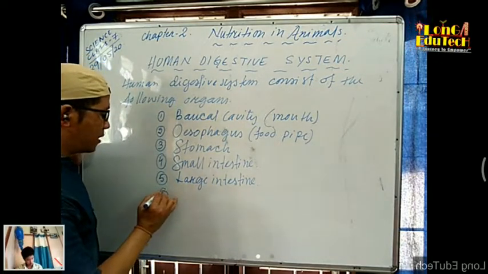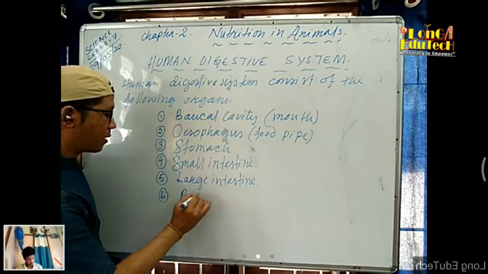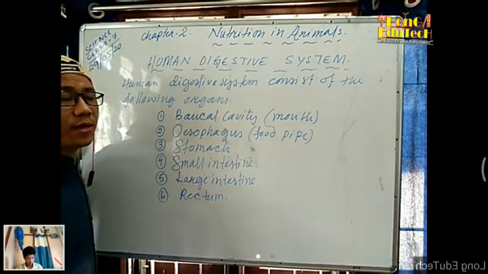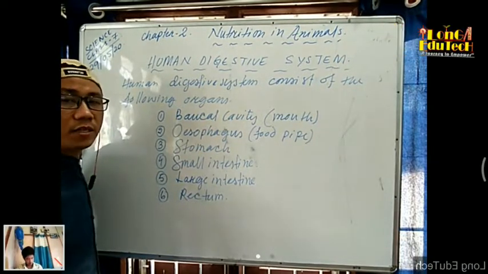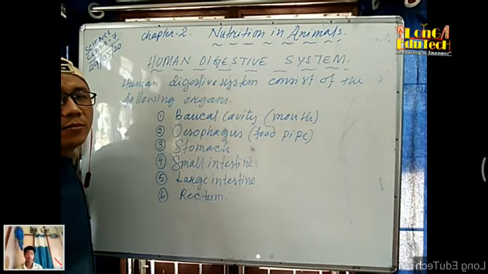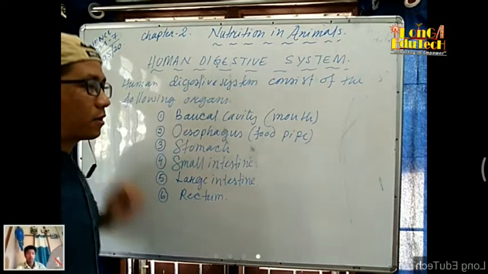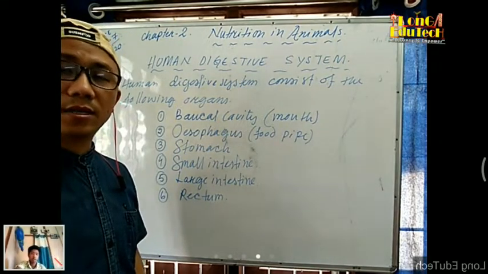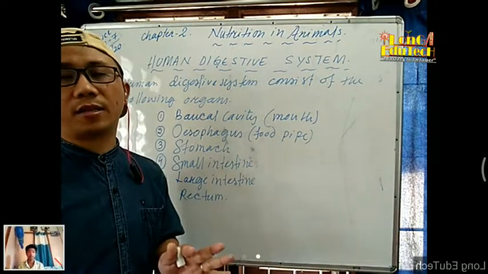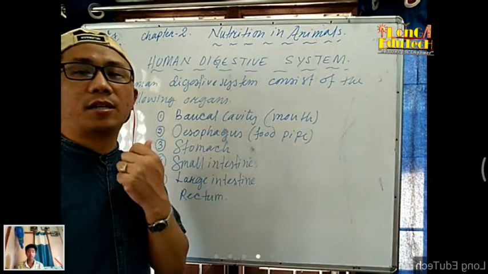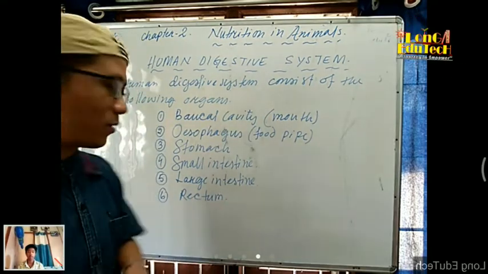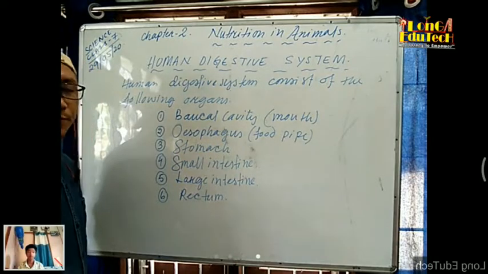After the large intestine, it goes to the rectum. R-E-C-T-U-M. The rectum is a place where the undigested food, in the form of stool, is stored in our body. We can hold it for some time, because we can store it in the rectum. But if you have a rectum problem, if your rectum is swollen, then when you feel like going to the toilet, you cannot wait anymore.